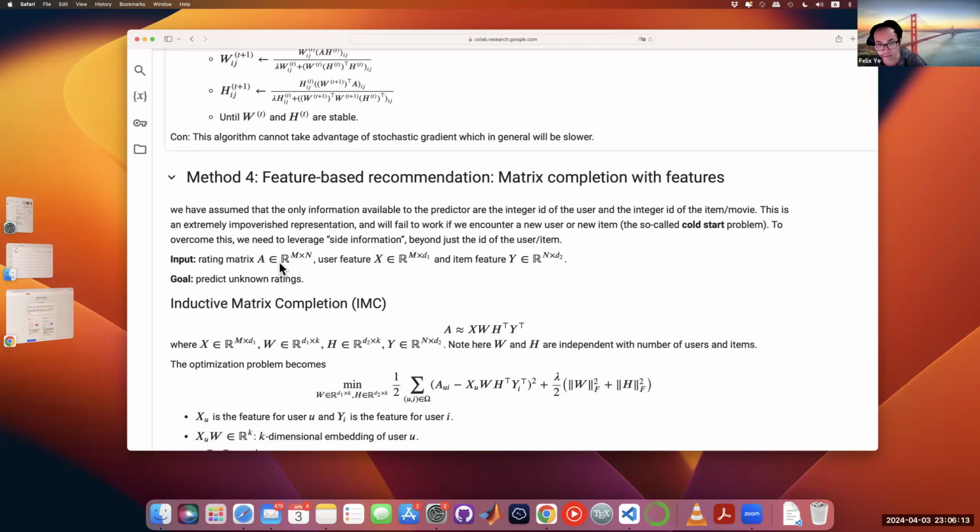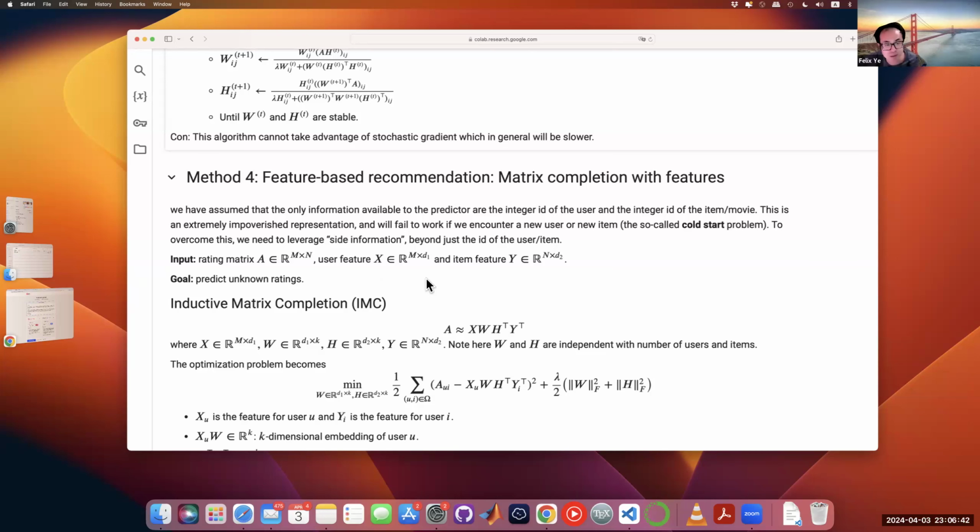All this information should be used, including the movie features, and also the user features. For example, once you sign up on a website, they will ask you whether you're female or male, and what your birthday is. So these could be your features for the users as well. The goal is to predict some rating here.